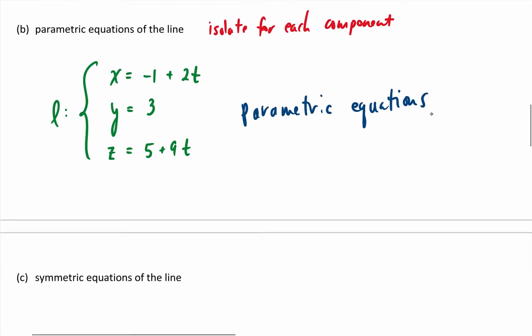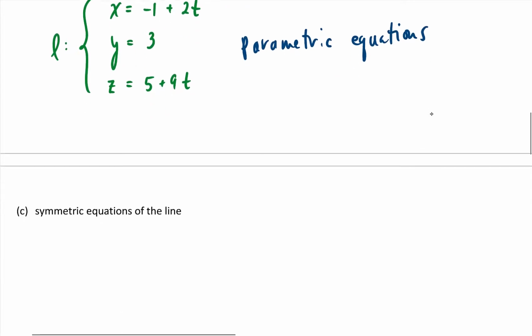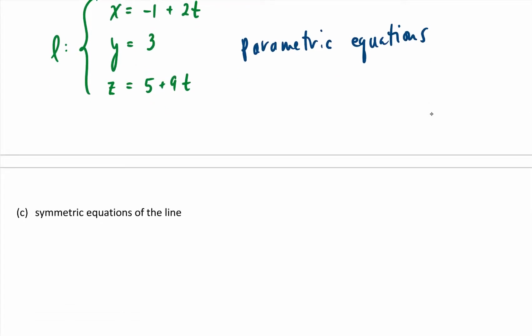And finally is the symmetric equation of the line. And to find the symmetric equation of the line, you just isolate for t in each of the parametric equations and put them together. So let's take our equations from above.